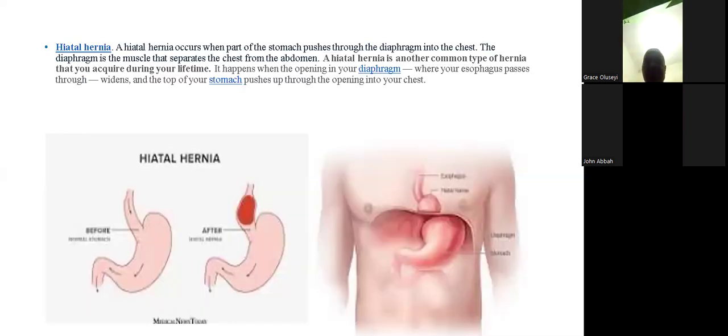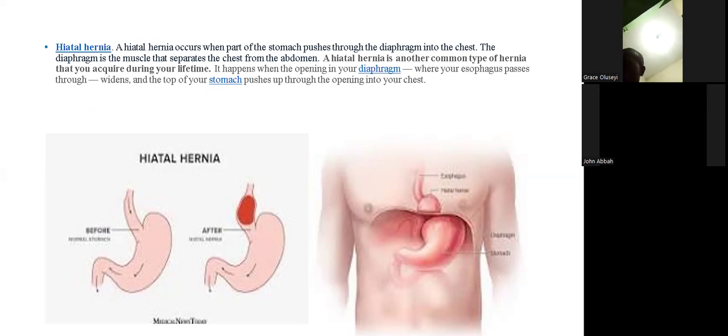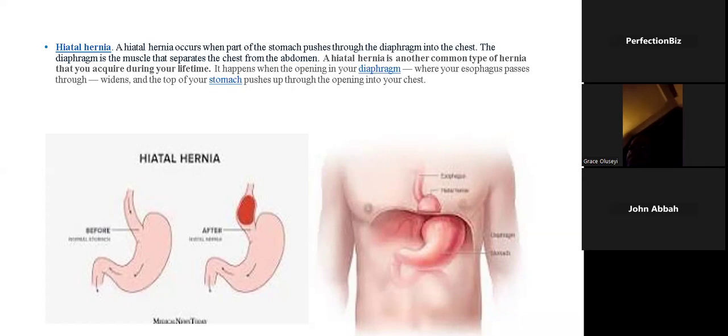Let's look at the third one, hiatal hernia. Now, this is another type of hernia. I'm sure as you are all listening, you are shocked by the different types. I know a lot of you came into today's meeting with maybe one or two types that you know, but we're beginning to expose different types of hernia.